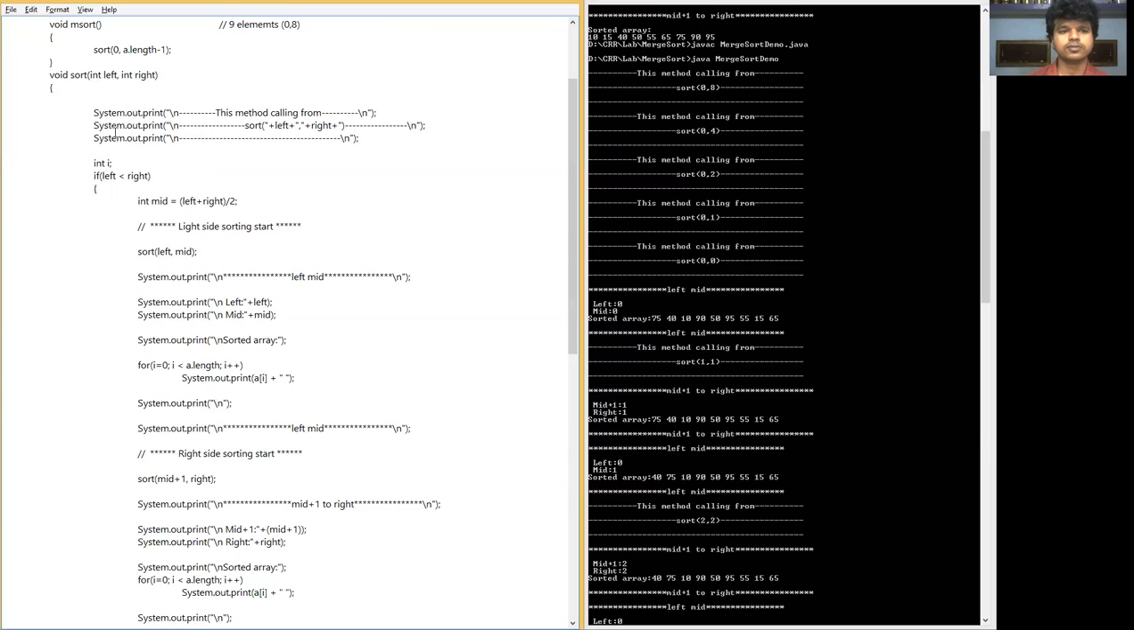After that, here you see, if left is less than right, yes, 0 is left and 8 is right. Here you see, 0 left and 8 right.